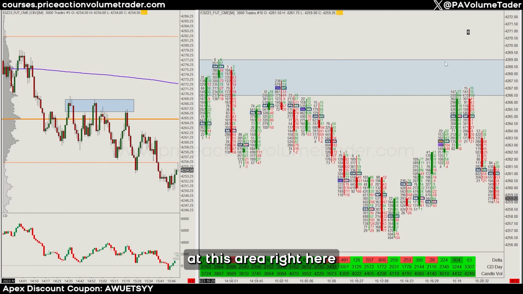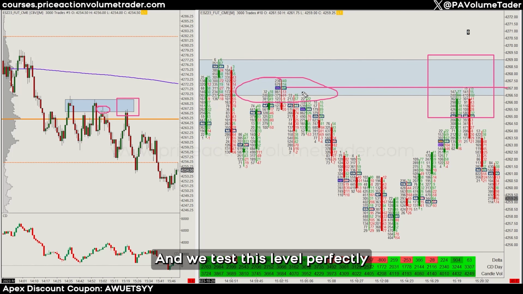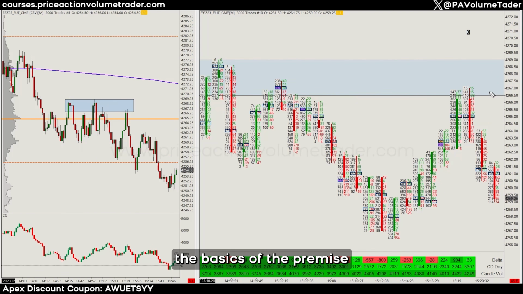If we look at this area right here on this retest, we come right back up into this previous area of buying absorption that we had right here, and we test this level perfectly before just continuing on the trend lower. Okay, so that's pretty much the basics of the premise.